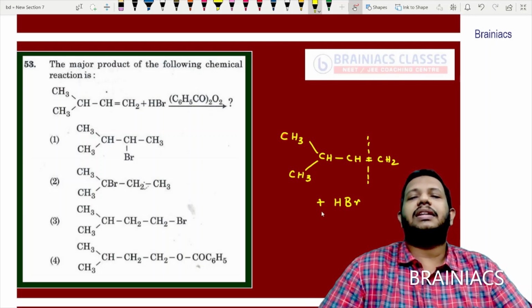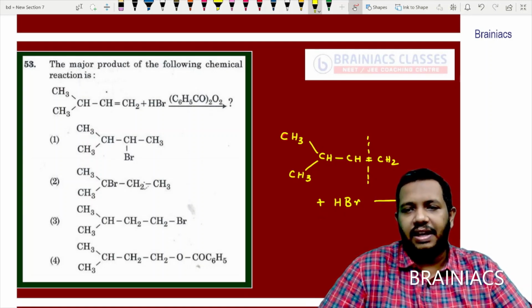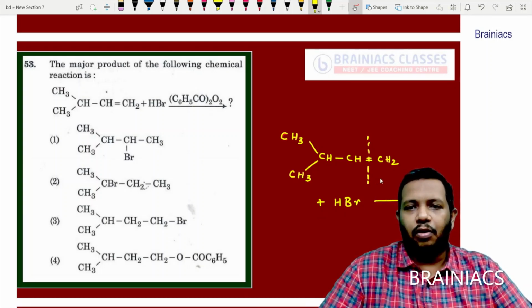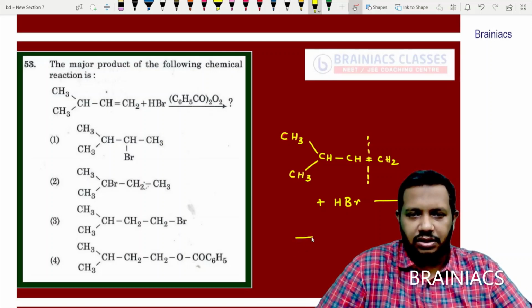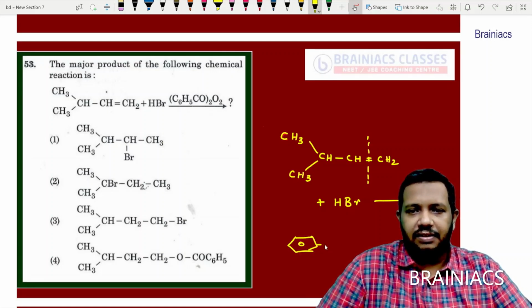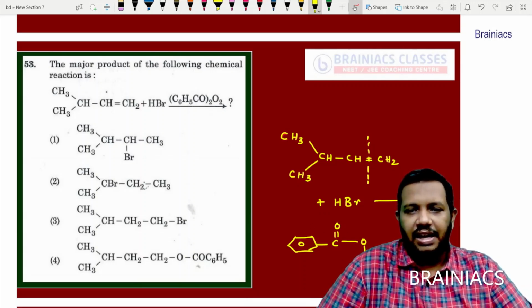But we have learned that this happens in the presence of peroxide, so here they have given a compound in addition. Let's draw the structure of that one. You have a C6H5 connected to C double bond O, and you have another oxygen connected there, two oxygen atoms outside, and that is connected to another carbonyl group, which in turn is connected to another benzene ring like this.